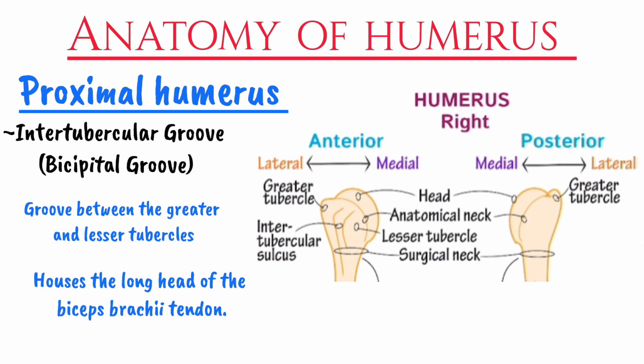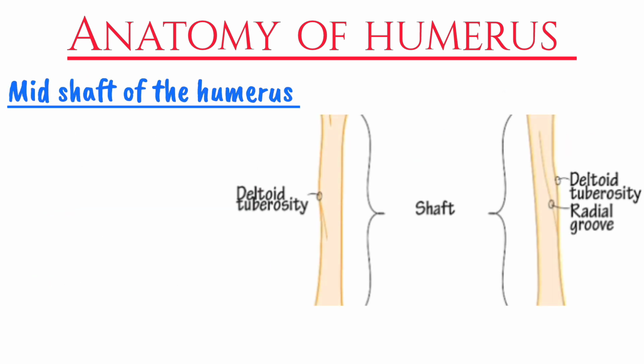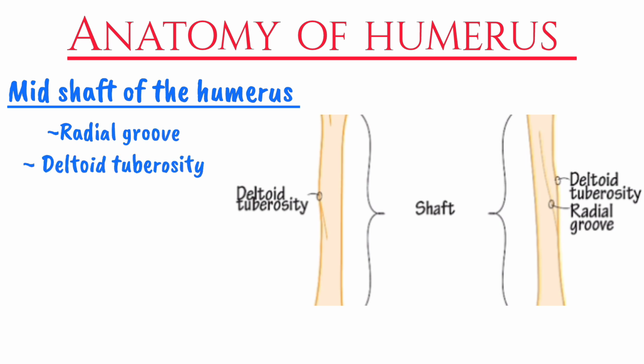Let's move over to the mid-shaft of the humerus. In the mid-shaft of the humerus, you'll find the radial groove and the deltoid tuberosity. So let's talk about the radial groove, or the spiral groove. It is located posterior on the humerus, and it contains the radial nerve and the deep brachial artery. Fracture in this region may injure the radial nerve, affecting wrist and finger extension.